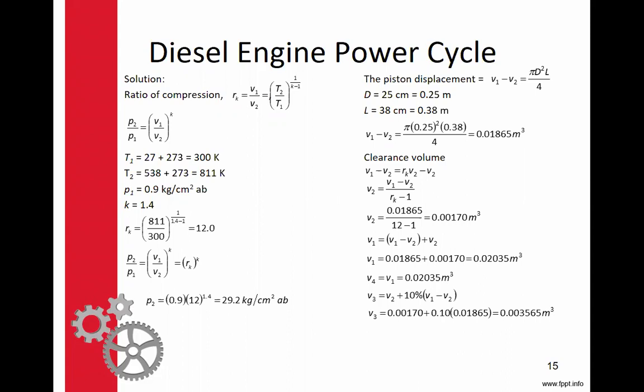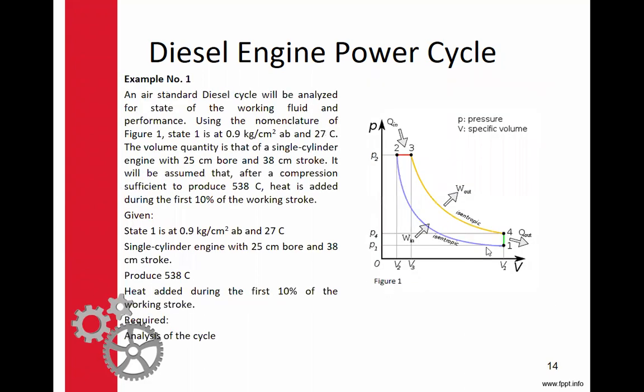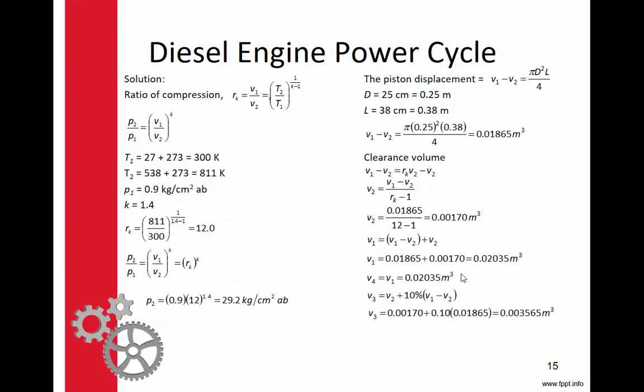V sub 2. Then V sub 1 is equal to V sub 1 minus V sub 2 plus V sub 2, right? So therefore, V sub 1 is equal to the whole, V sub 1 minus V sub 2, which is 0.01865, plus V sub 2, which is 0.00170, which is 0.0235 cubic meter. Also, V sub 4 is equal to V sub 1 because it is constant volume. So this is 0.02035 cubic meter.